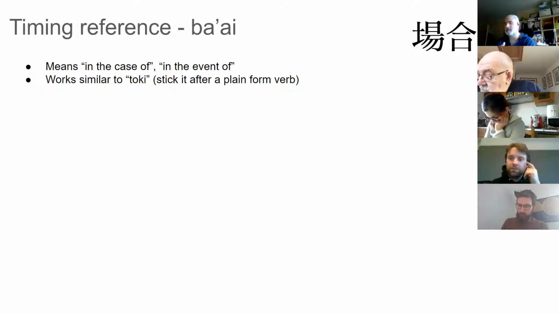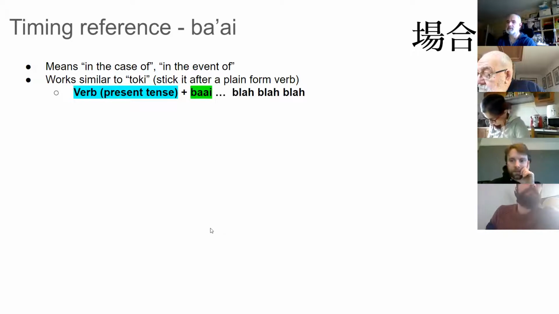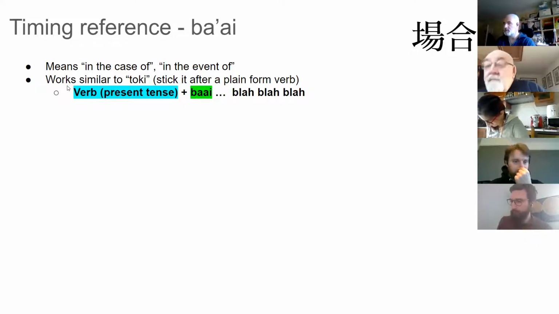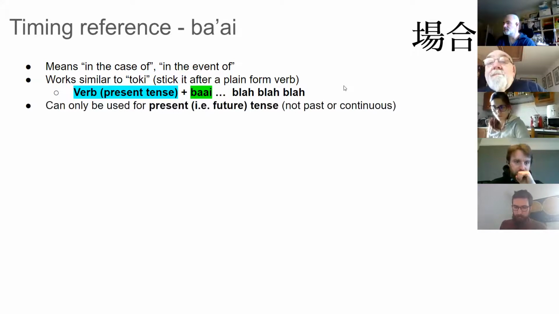You really have to ask yourself if something is inevitable to decide whether you can only use if or only use when. So in the present, the way we do this, we put the verb into the present tense only. We can only put this into the plain present tense, plus bai, and then the rest of it. We can't use it for continuous form or the past tense. This just means when this happens in the future.